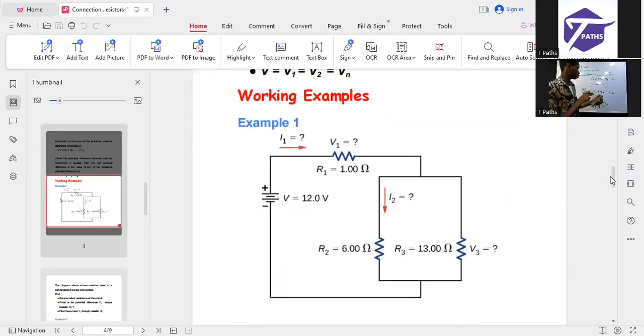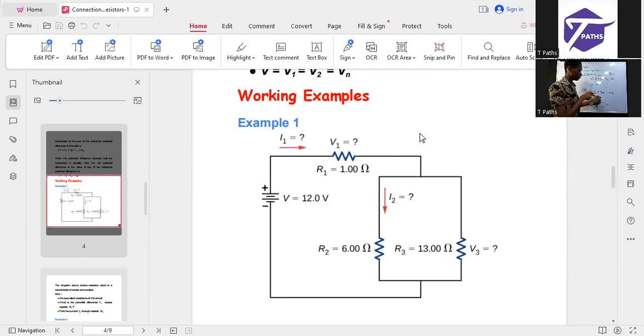V equals 12.0 volts. So that is the source of the electric circuit, the battery source. I also have I1 with a question mark, that's the current passing through resistor 1. And then we also have V1, that's the potential difference across resistor 1.